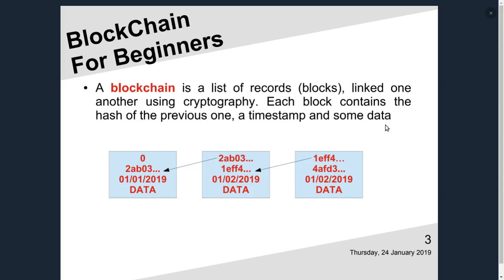A blockchain is a list of records called blocks linked to one another using cryptography. Each block contains the hash of the previous one. So this block contains its own hash here, the second line, while the next block, as you can see, contains the same hash, which means that it contains the hash of the previous block. Now here, as you can see, the first line is 0 because that's the first block of the blockchain. So it doesn't have any previous one, right?